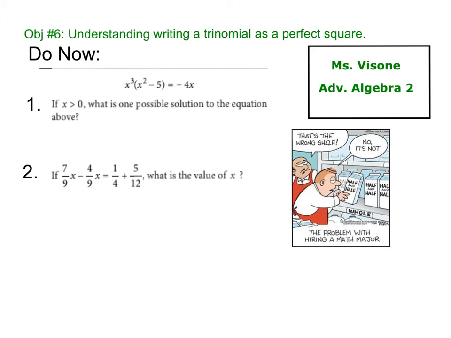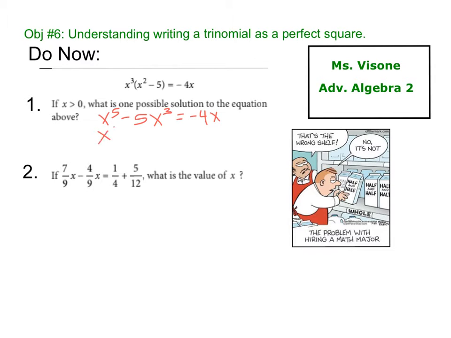Good morning, everyone. All right, so here are two SAT problems for you to practice. The first one, you should have an idea what to do. This is what we've been learning. There are x's on both sides, so that's not helpful. So I distributed: x to the fifth minus 5x to the third equals negative 4x. And then I'm going to move the 4x to the other side.